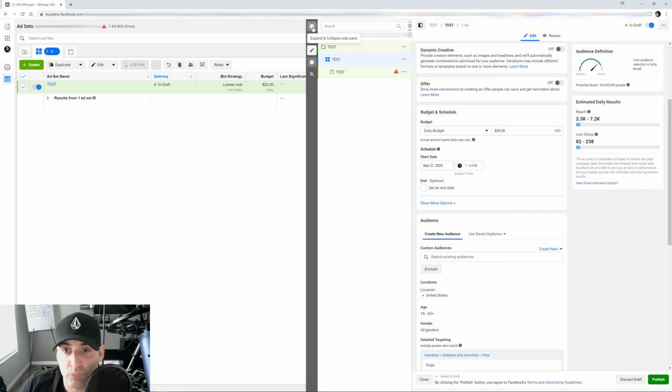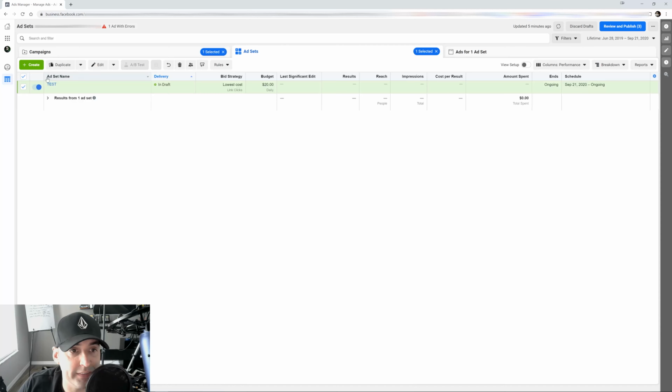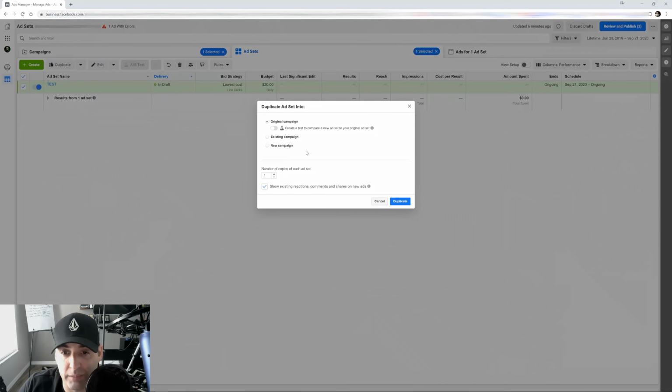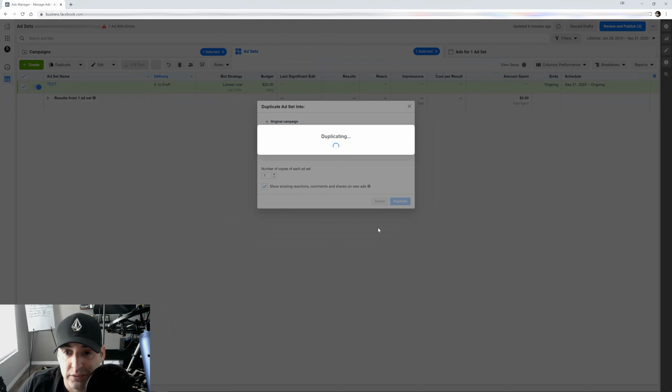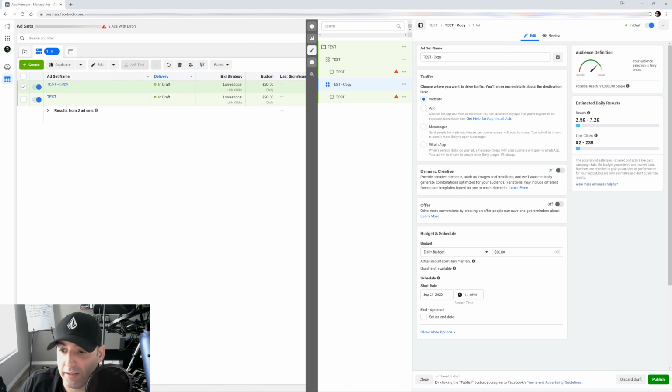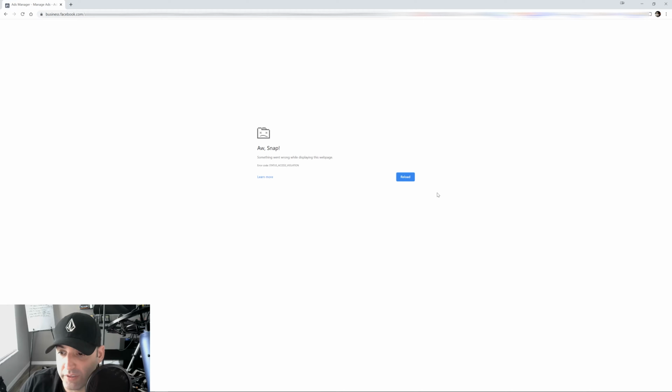And then what you do is you choose your interest, you close this, and then duplicate your ad set, right? And then original campaign, you want to share everything, and then you will select your next.